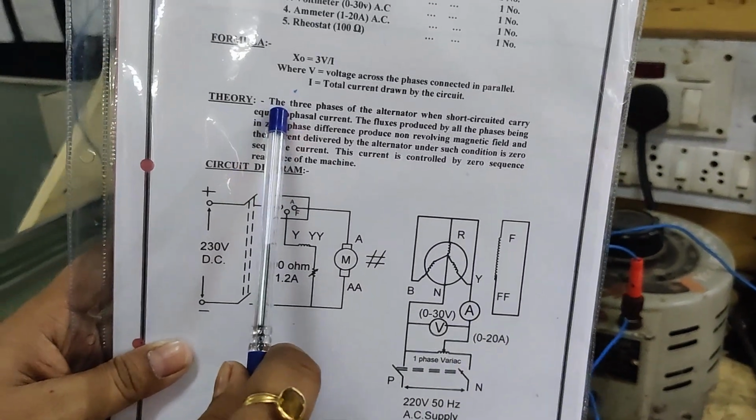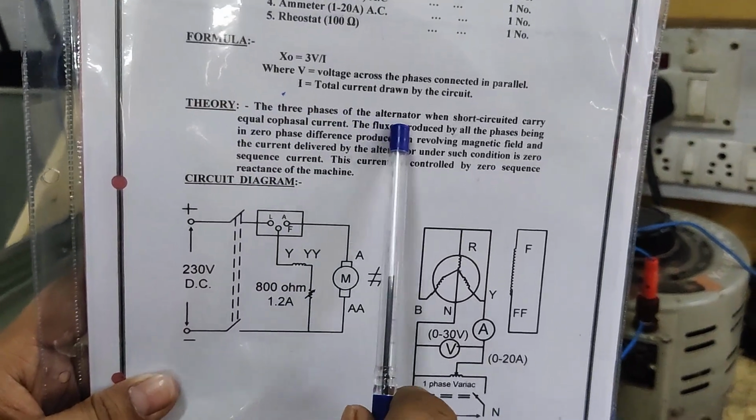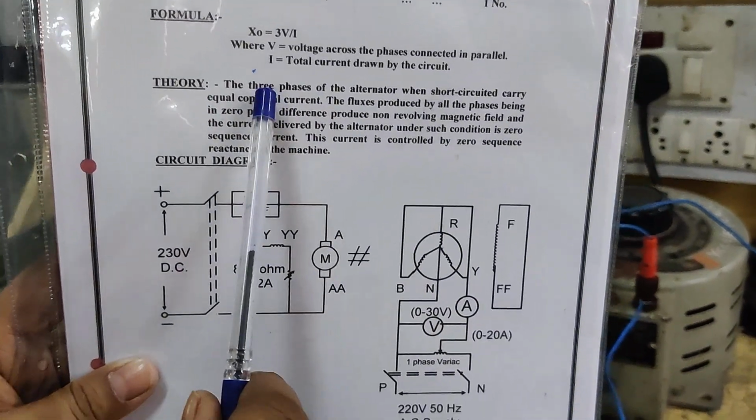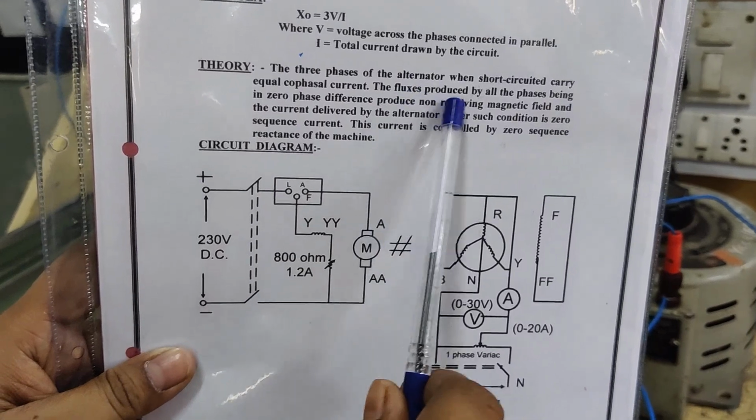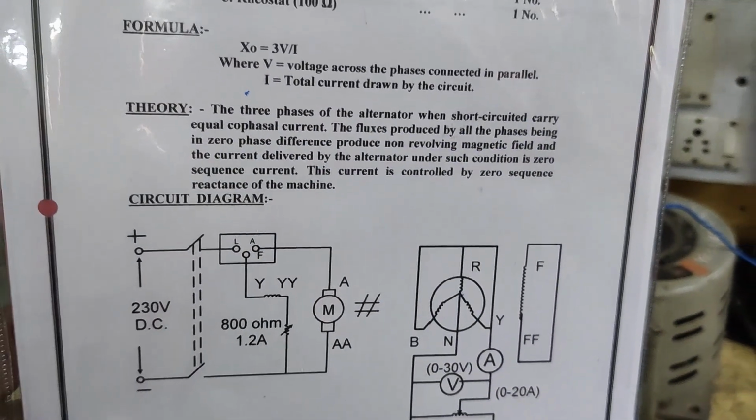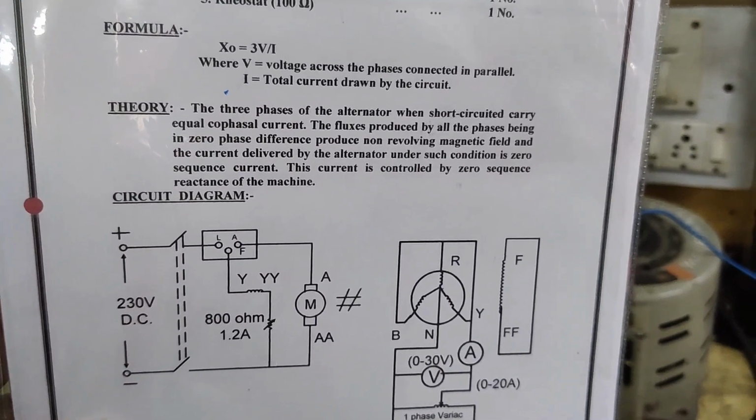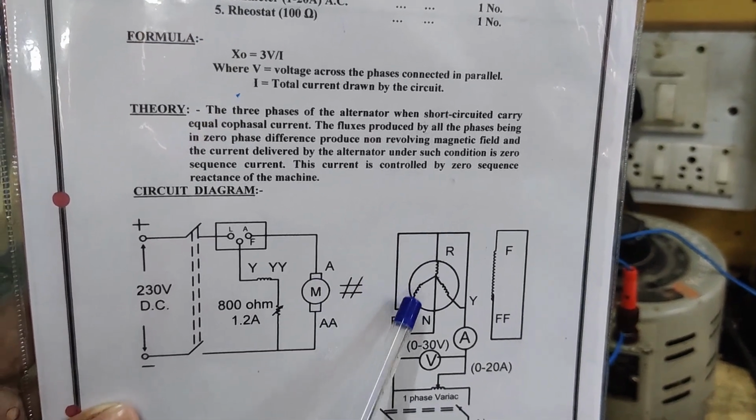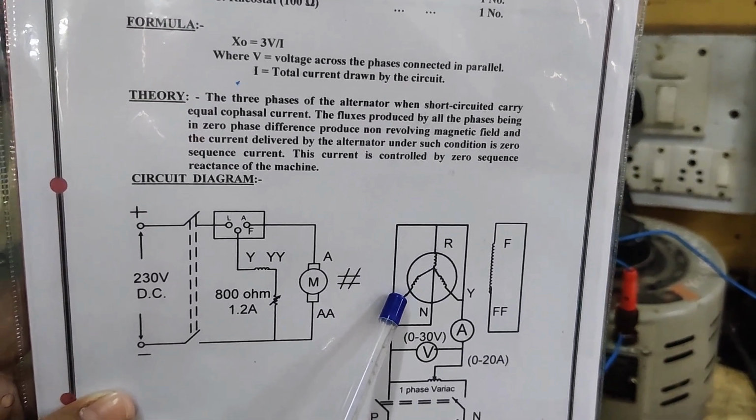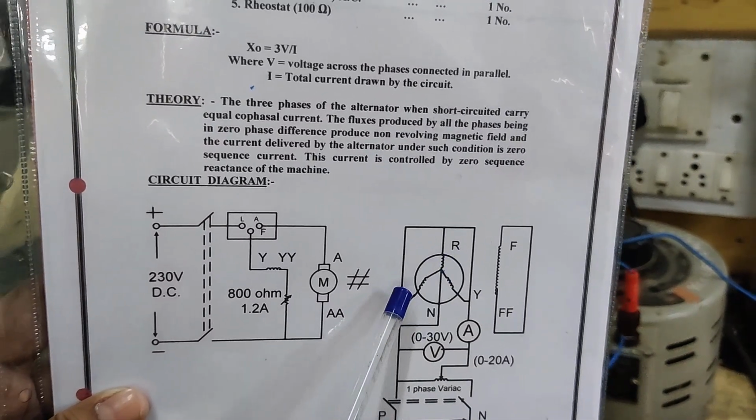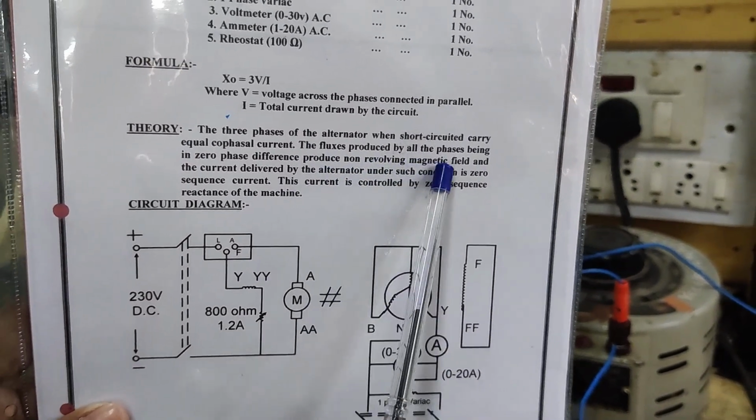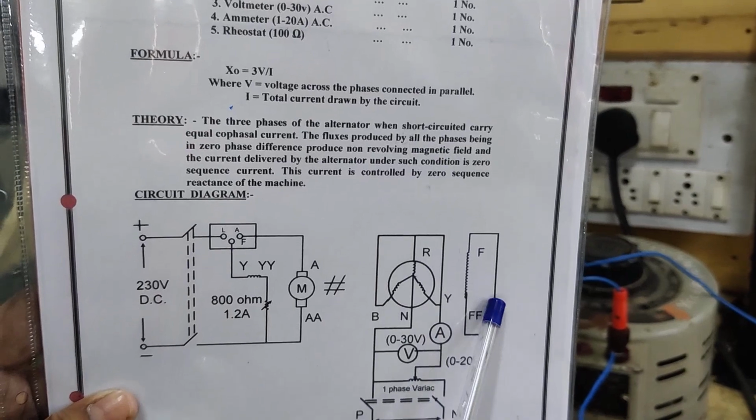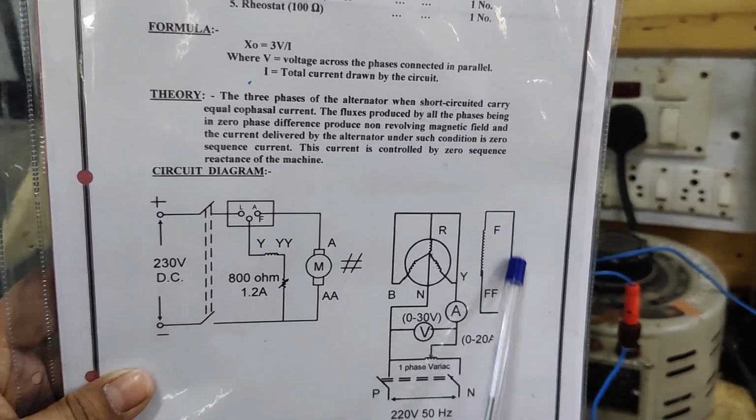You can read that the three phases of the alternator, when short circuited, carry equal cophasal current. The flux produced by all these phases has zero phase difference. That means the currents drawn by the R phase, Y phase and B phase will be equal in magnitude, but they will not carry any phase difference between each other. That is why they are non-revolving in nature. Because they are non-revolving, they will not interact with the field winding, which is why in this experiment we are shorting the field winding.